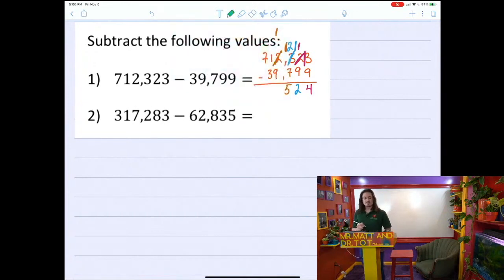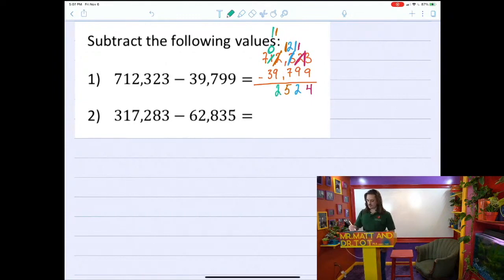Moving on to the thousands digits, I'm going to have 1 minus 9. Again, I can't do that, so I'm going to borrow 1 from the 10,000ths digit of 1. That's going to become 0 because 1 minus 1 is 0. And the 1 again becomes an 11. 11 minus 9 is 2.